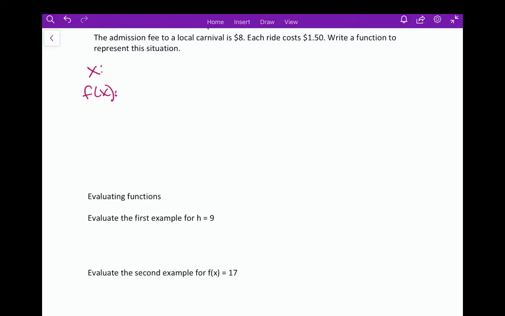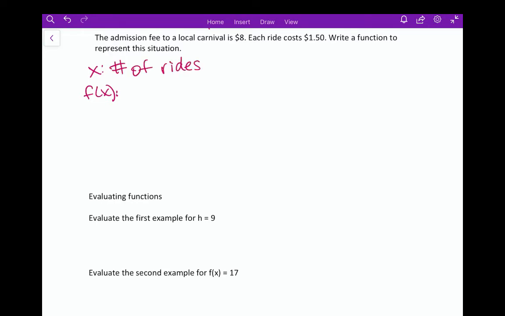The admission fee is not a variable. We know the admission fee is $8. That is our constant. So our independent is going to be the number of rides. Our dependent, our f of x, is going to be our total cost. The total cost is going to depend on how many rides I ride. So now I can write a function rule. The total cost is equal to $1.50 times the number of rides that I ride plus an $8 entry fee that I have to pay.